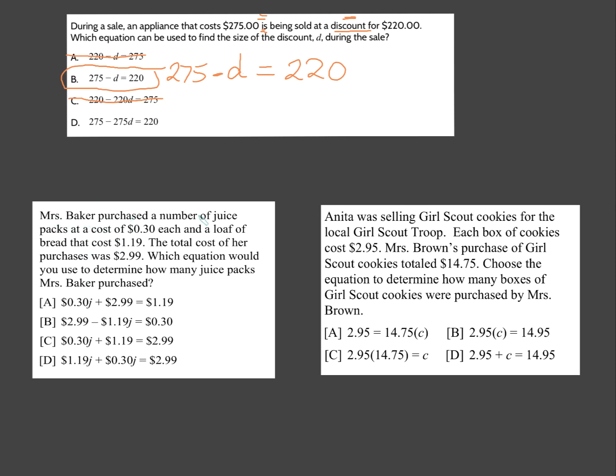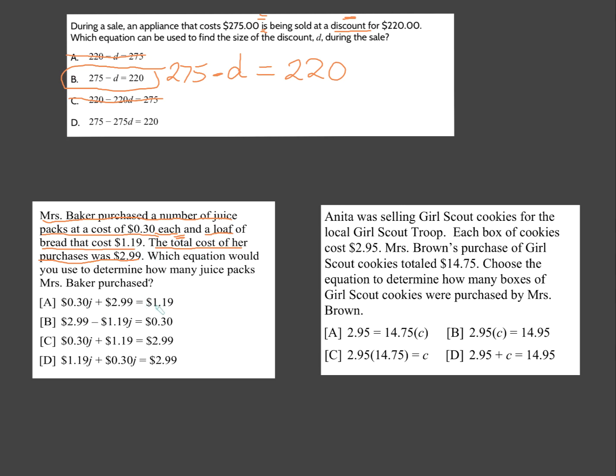Mrs. Baker purchased a number of juice packs at a cost of 30 cents each. Notice they said a number. So we don't know how many she purchased, but we know they cost 30 cents each. One was 30 cents. And a loaf of bread that cost $1.19. Now notice they said a loaf, which means one loaf for $1.19. Now it says the total cost of her purchases was $2.99. So that total cost means that it's supposed to equal $2.99.